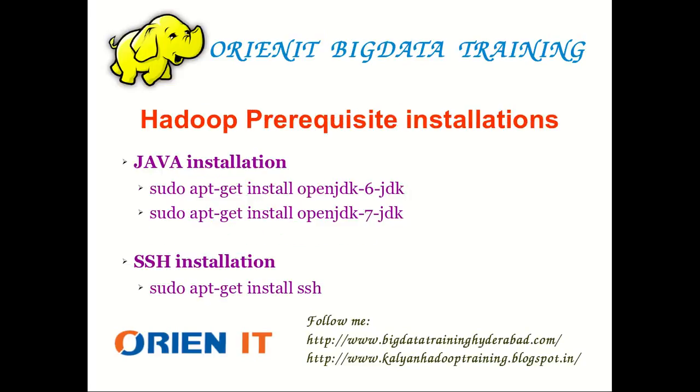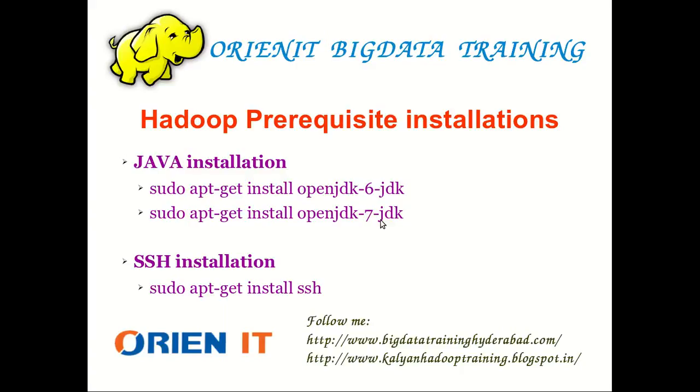So today we are going to install the pseudo distributed mode using VirtualBox along with Ubuntu. The prerequisite for this is Java, so we need to install it. That can be version 1.6 or 1.7, anything is feasible. The command to install Java in Ubuntu is sudo apt-get install openjdk-6-jdk for Java 1.6, and sudo apt-get install openjdk-7-jdk for Java 1.7.